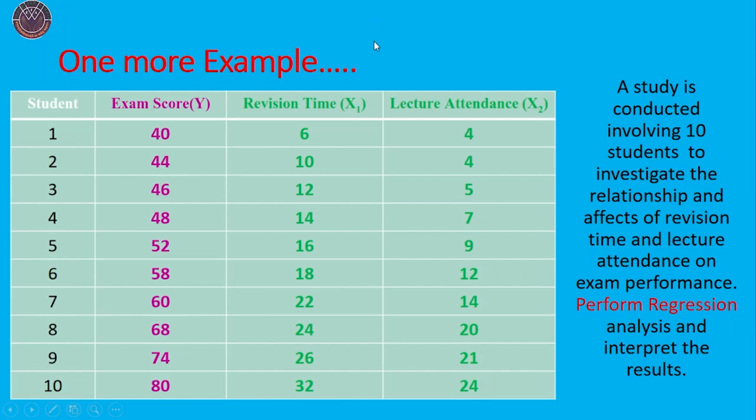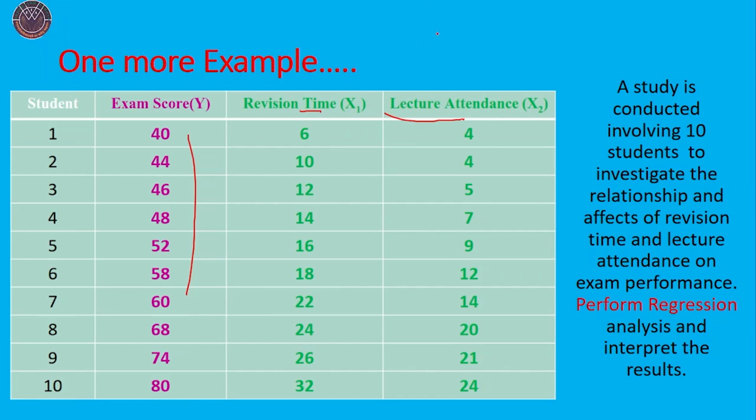So here we have one problem involving 10 students. The students' exam scores are here, and as independent variables, revision time and lecture attendance are given. X1 and X2 are these two independent variables. So basically we are trying to investigate the relationship and effects of revision time and lecture attendance on exam performance. So we have to perform a regression analysis and interpret the results.